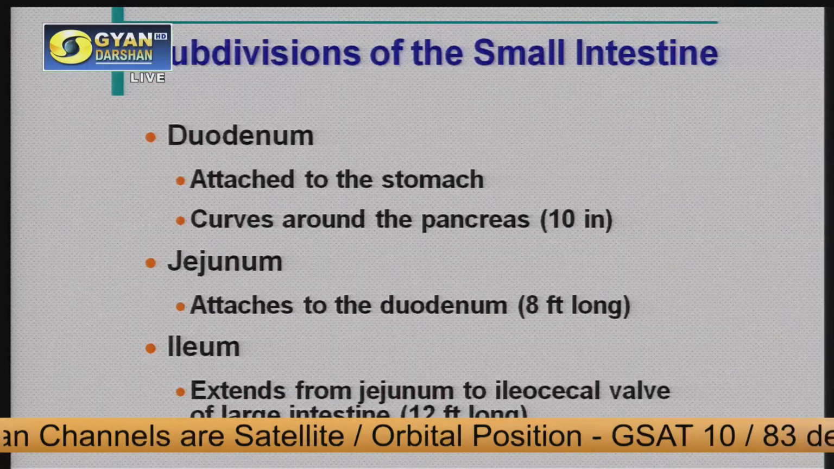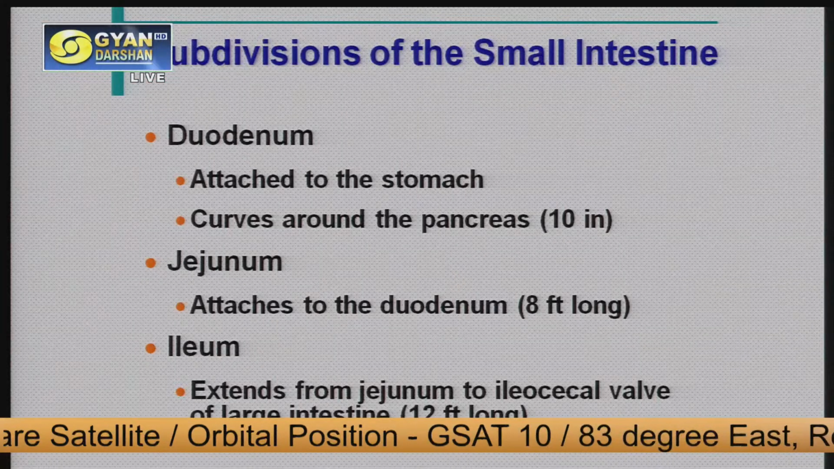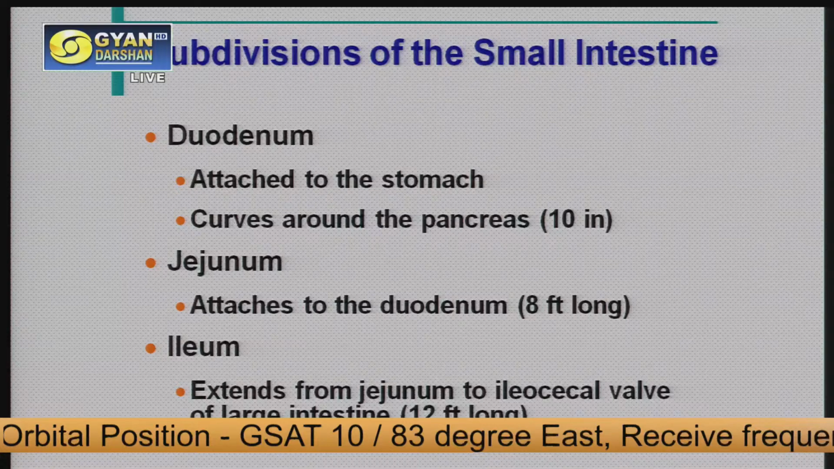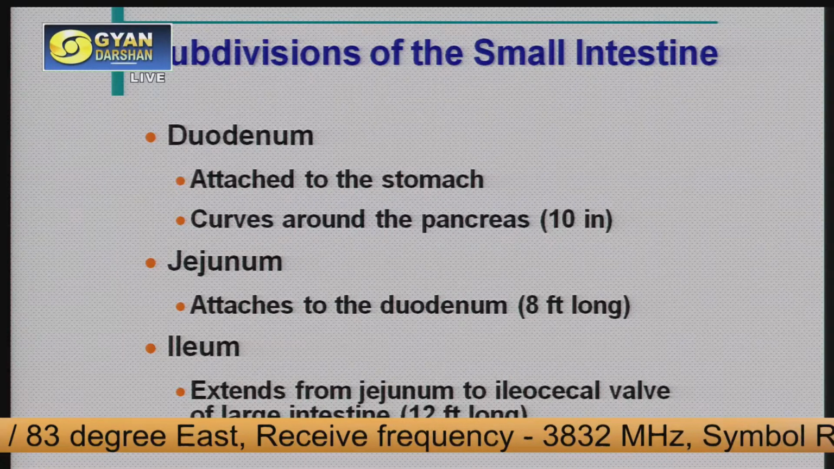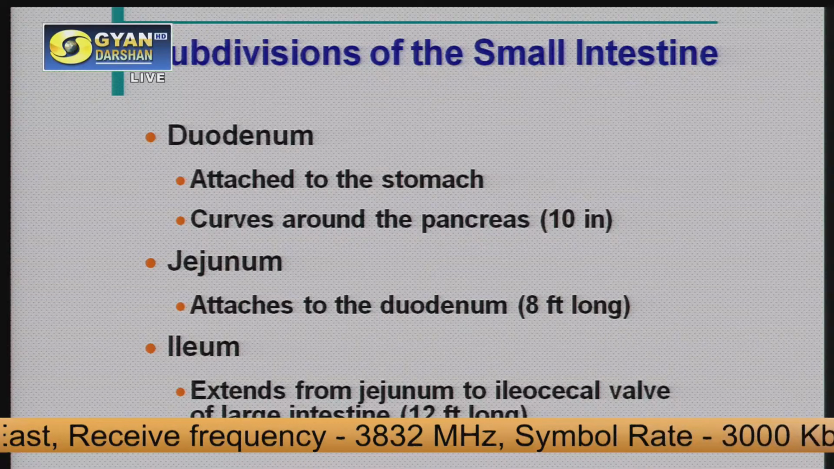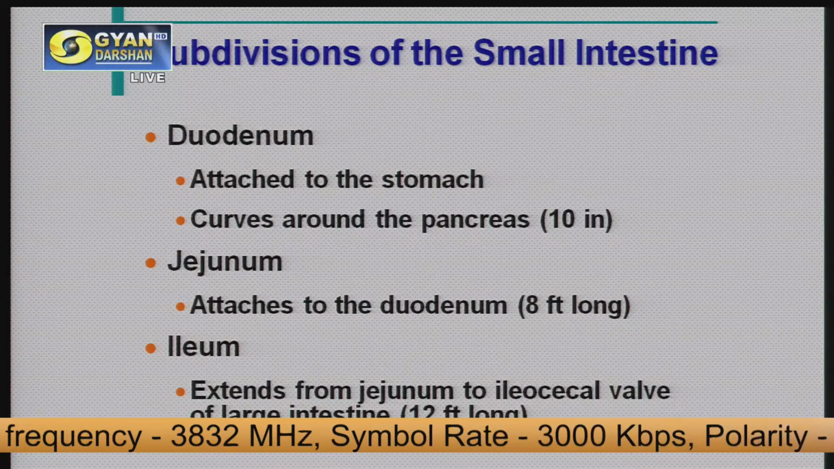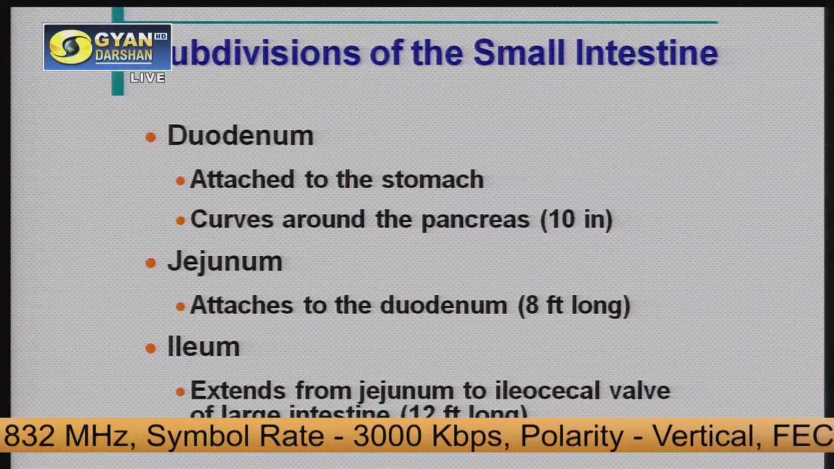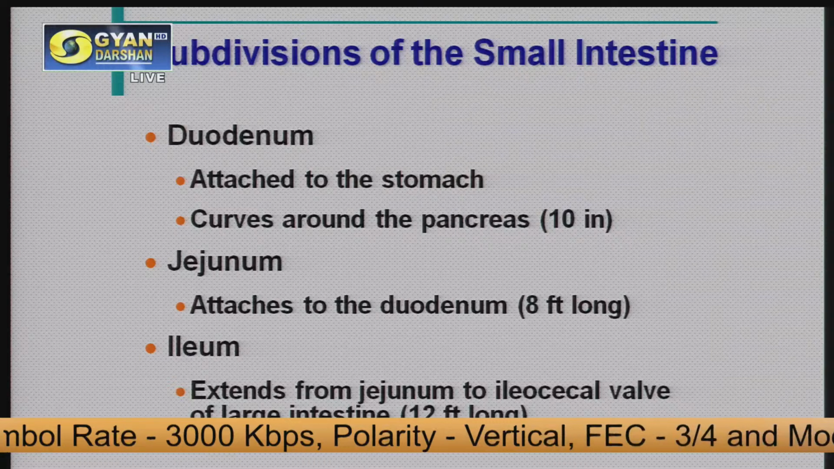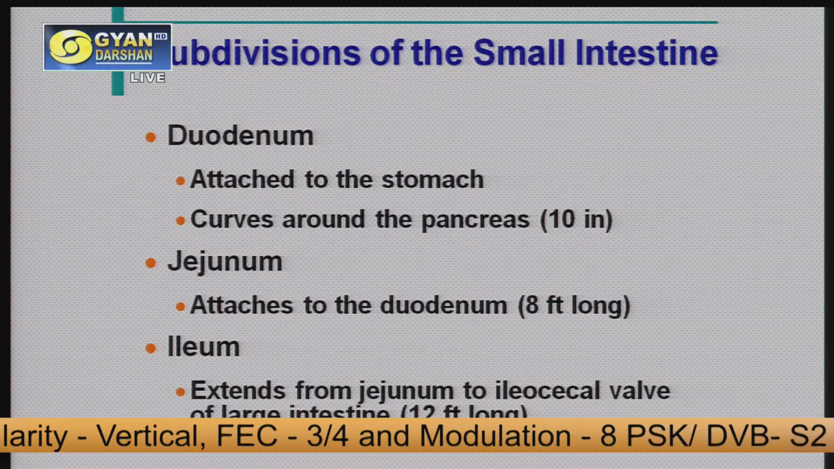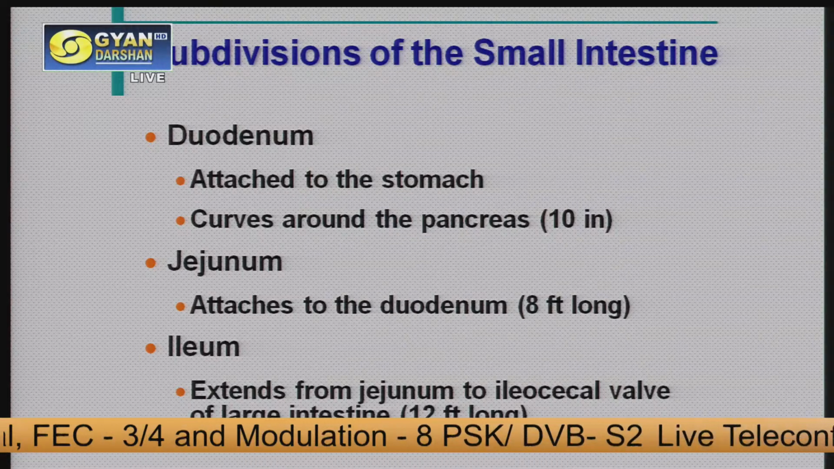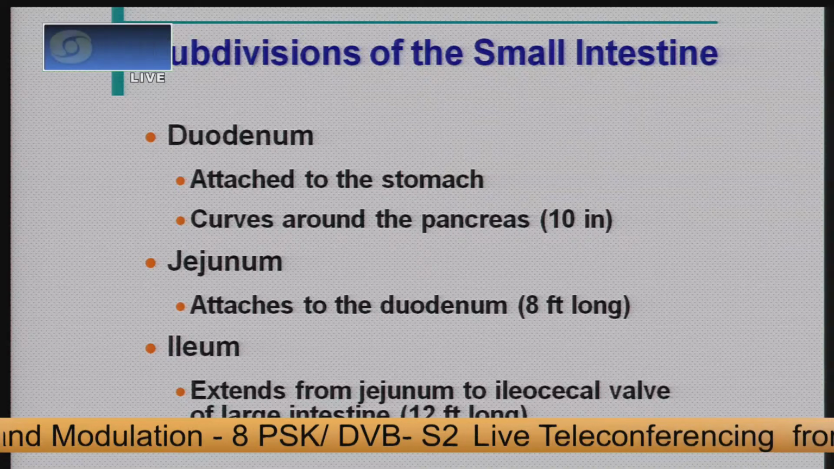Then we come to subdivisions of small intestine. There are basically 3 portions, that is duodenum, jejunum and ileum. Duodenum is attached to the stomach, curves around the pancreas. Jejunum attaches to the duodenum. And ileum extends from jejunum to ileocecal valve of large intestine, and large intestine basically is 12 feet long. So these are very important, and out of these duodenum and ileum play a very important role in the small intestine.